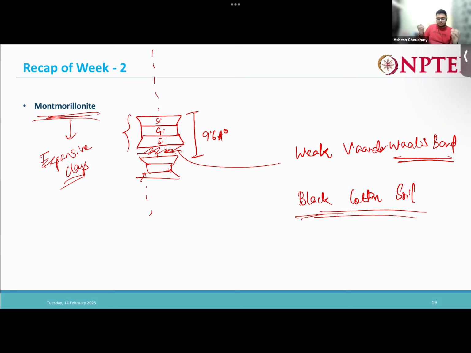Because water can easily enter, it can swell, and as the water goes and the season becomes dry, it can easily shrink. So any construction on it will get damaged 100%. There is no option, there is no chance. So you should avoid this kind of soil, or you should know that this place has this kind of soil, so I should treat it before the construction.